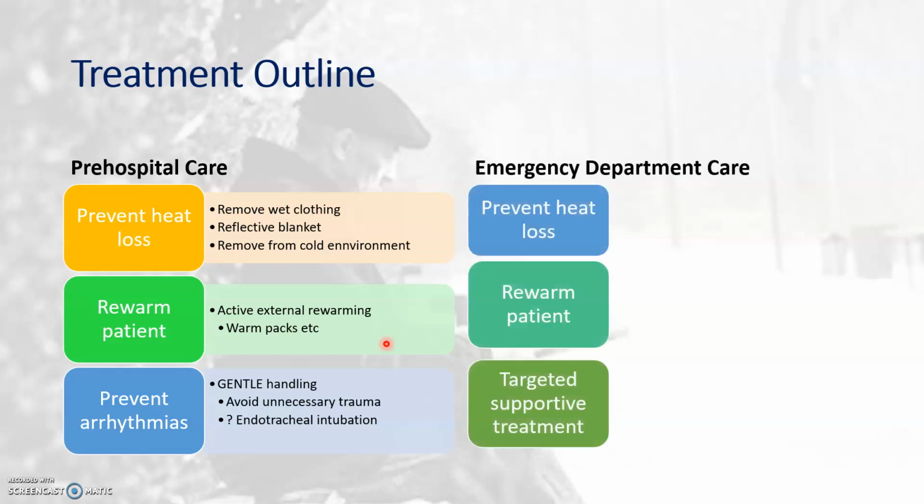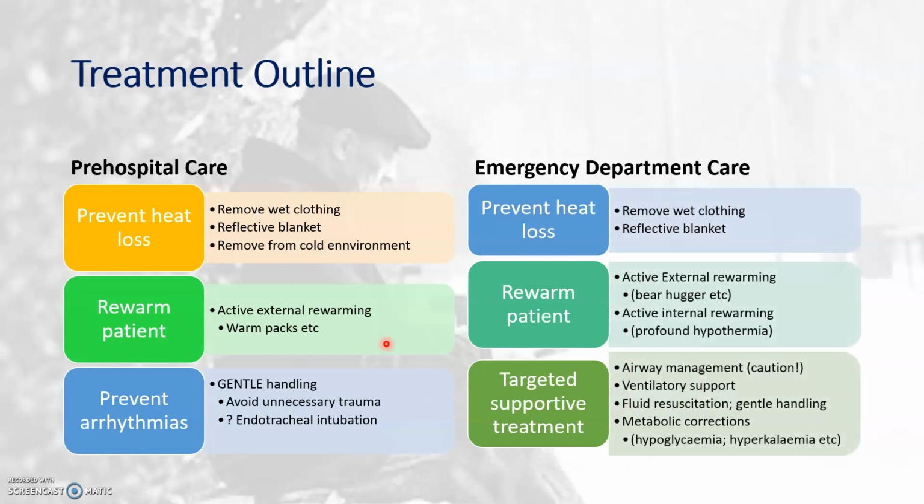In the emergency department, again, we think about preventing heat loss, warming the patient, providing targeted supportive treatment. As with the pre-hospital setting, we think about removing wet clothing and use of a reflective blanket. Active external rewarming may be applied by a warm air blanket such as a Bair Hugger. Active internal rewarming may also be attempted using bladder irrigation, pleural cavity irrigation, peritoneal cavity irrigation, or nasogastric irrigation with warm crystalloid fluids. This is really only used for profound hypothermia.